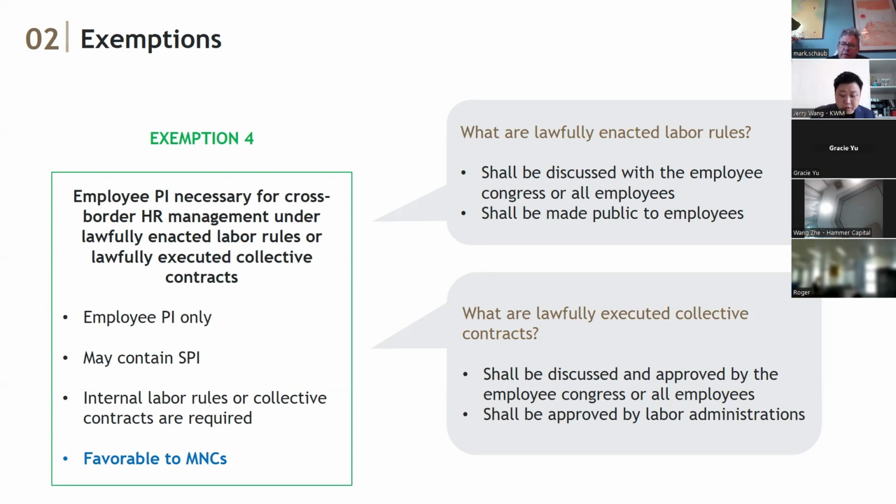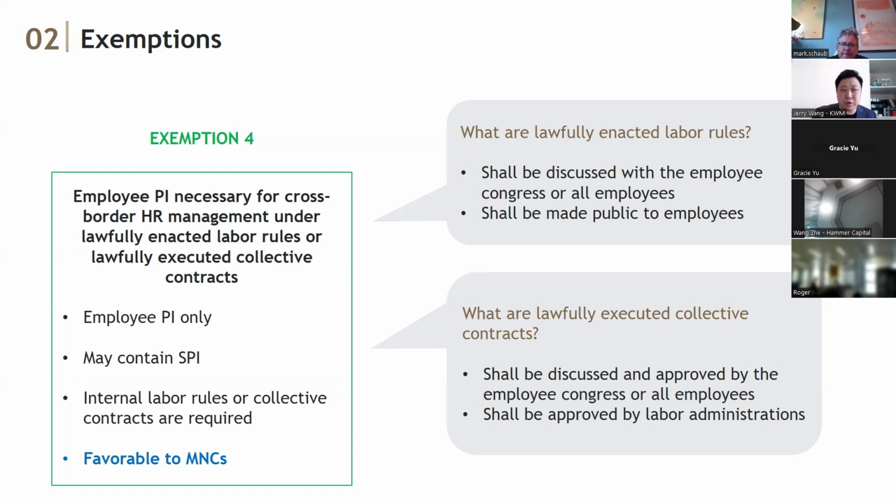Is that right? Yeah. So speaking of a collective contract, this is a very local concept in the PRC labor law, and 99% of foreign invested companies do not have such things. But for other labor rules, like Mark said, this is normally about the employee handbook. According to the PRC labor law, these kinds of documents need to be discussed and consulted with all the employees of the companies or the employee congress. And after these documents are finalized, they need to be published and notified to all the employees. In China, we have a word for this. It's called democratic procedures.